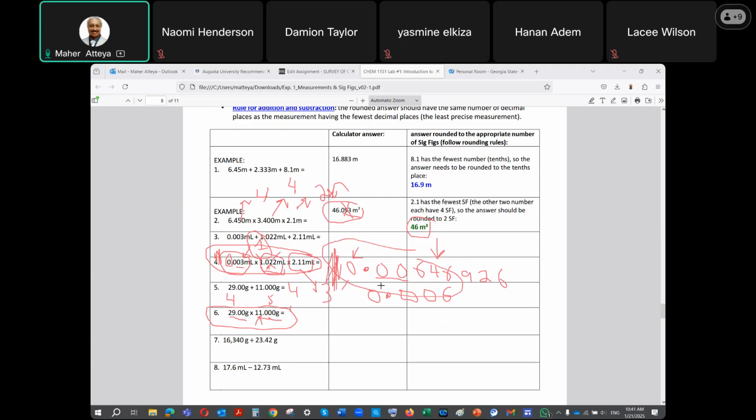Okay, guys. Now here is 5 and 4. Which will be the winner? 4, because it's less. The least is the 4, correct, compared to the 5. So your answer would be rounded to 4 sig figs. The answer will have 4 sig figs.